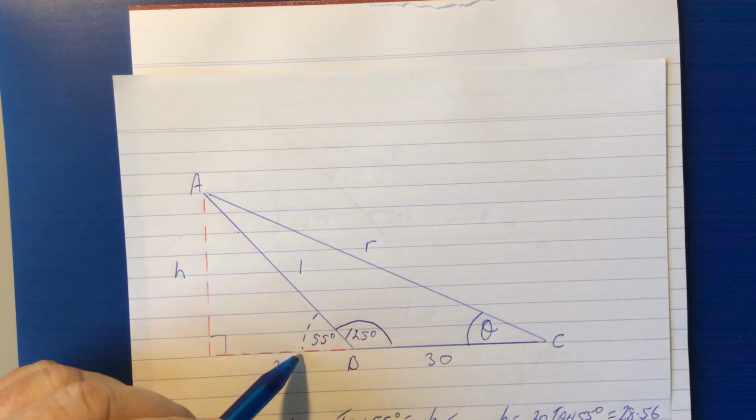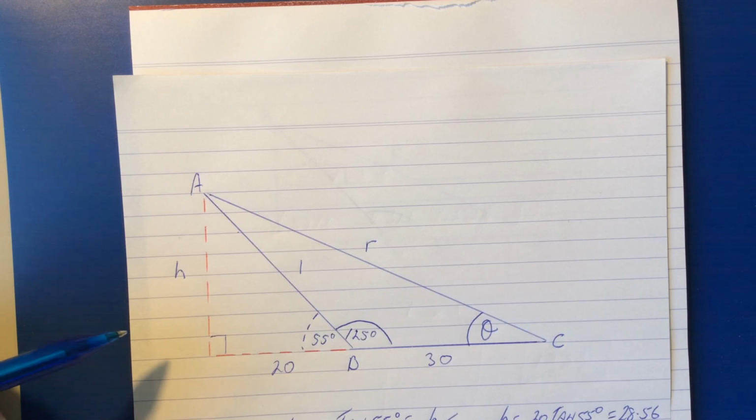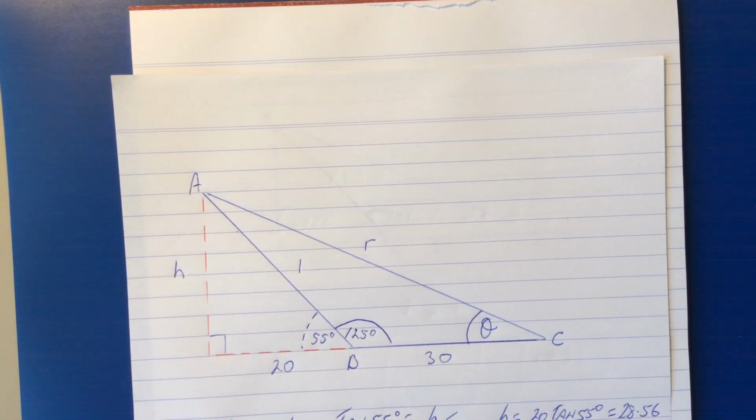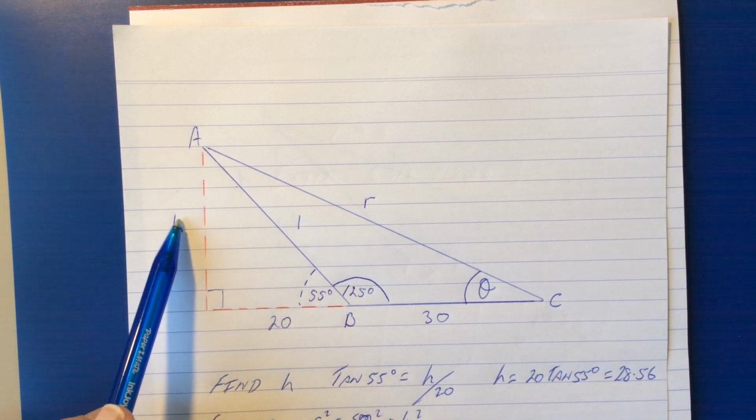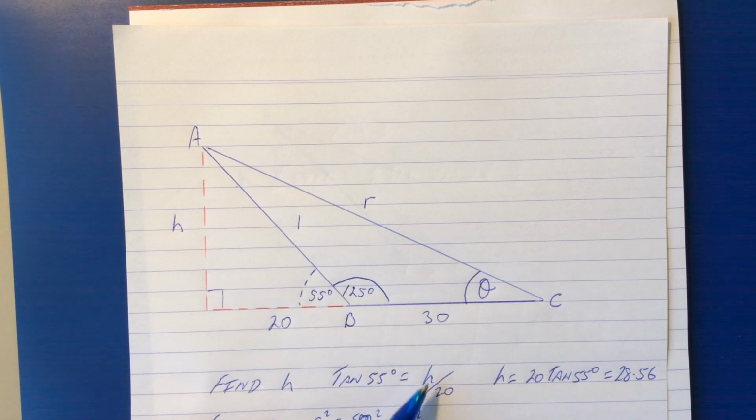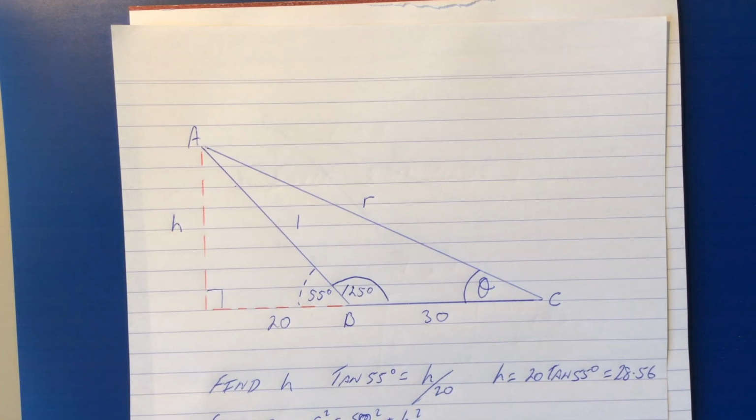So that's going to help us, because we're going to find H first. And how we do that is, as you see here, to find H, we note that the tangent of 55 degrees, which is this, is equal to the opposite over the adjacent, H over 20. A little bit of algebra, and we get 20 times the tangent of 55 equals 28.56. And I might as well do a live demonstration.